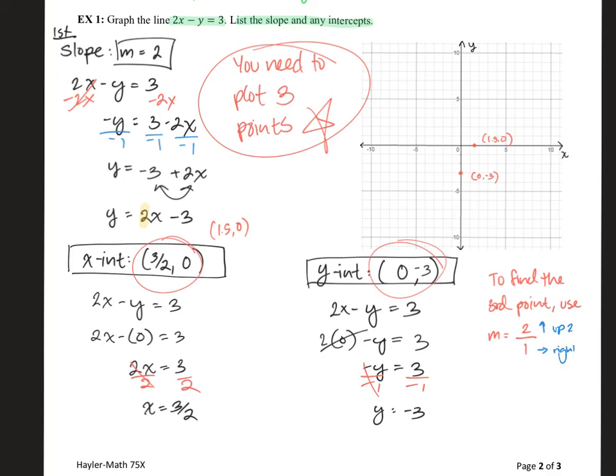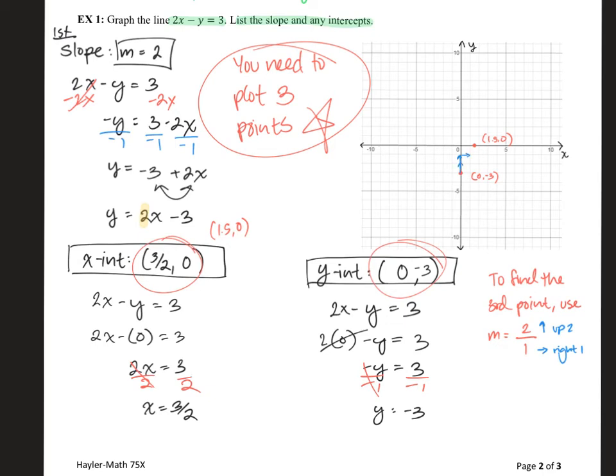Right, okay, so the question then is, which point do I start from? Now remember, we're not starting from the origin. You're starting from either your y-intercept or your x-intercept. If we started from our x-intercept, we're at this weird halfway point, and it's kind of awkward counting out halfway points. So I'm going to avoid using my x-intercept, and I'll go with my y-intercept. So I'm going to go up 1, 2 over 1.